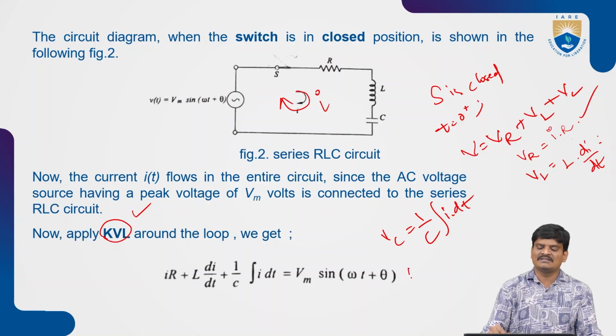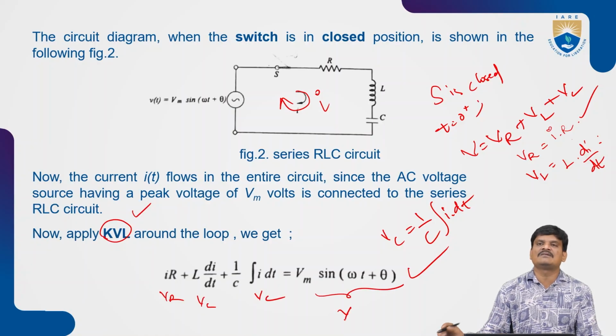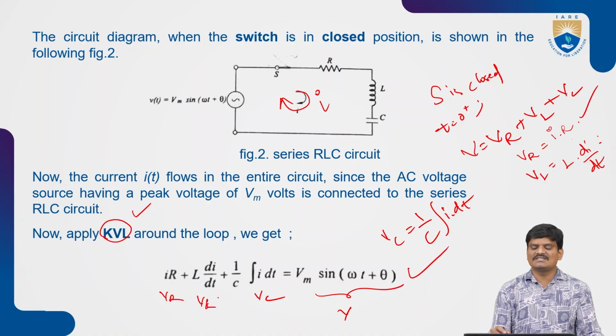You will get this particular expression after applying the KVL. This is VR, this is VL, and this is VC, and this is the expression for the supply voltage. V equal to VR plus VL plus VC. So this is the expression I got by applying the KVL in the above circuit when the switch S is closed at t equal to 0 minus. Now what is my ultimate aim here?